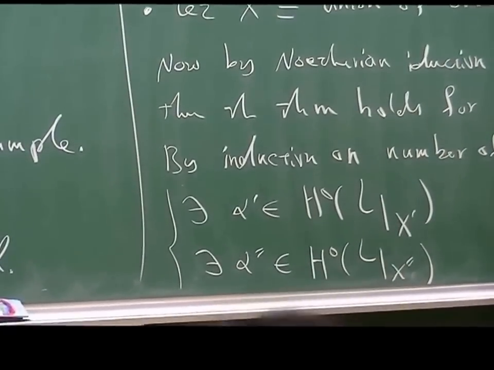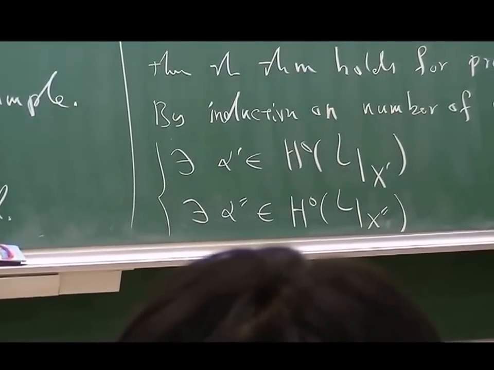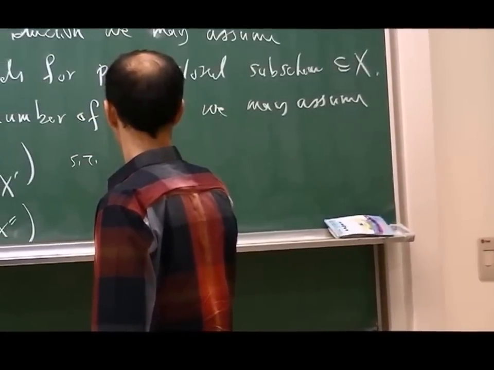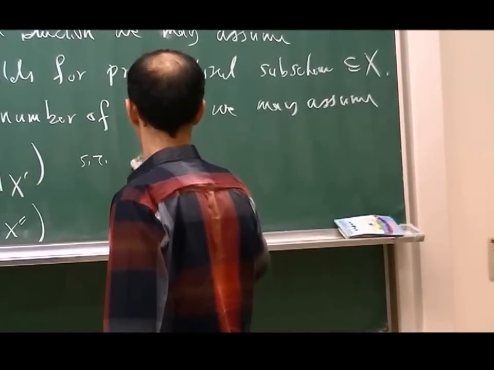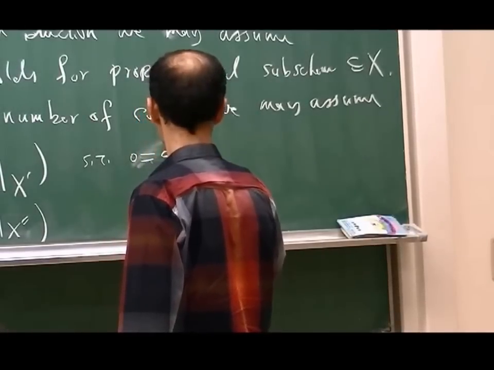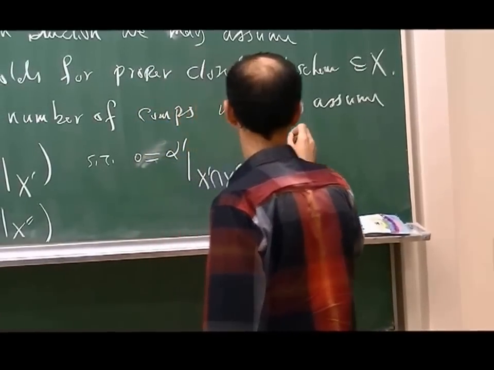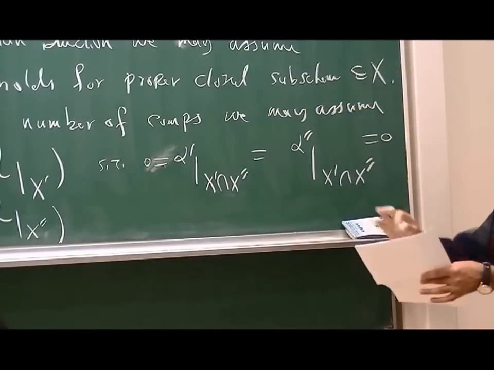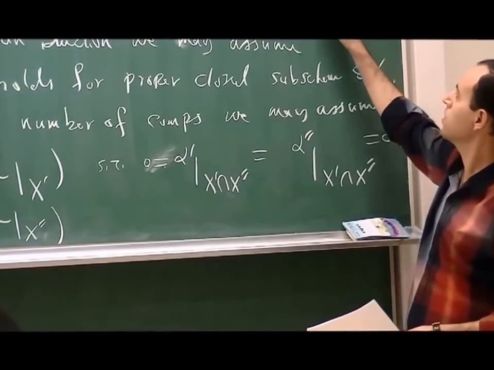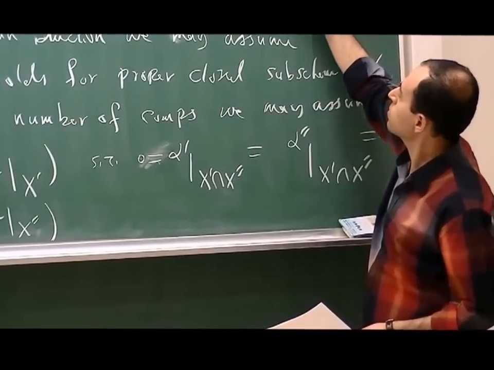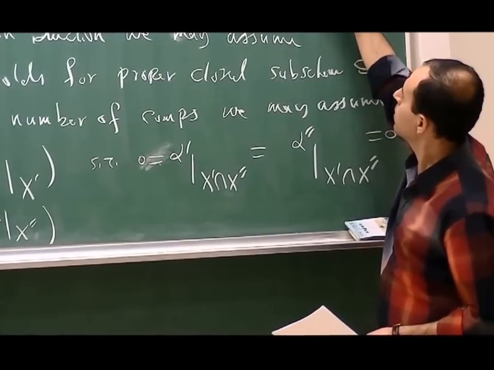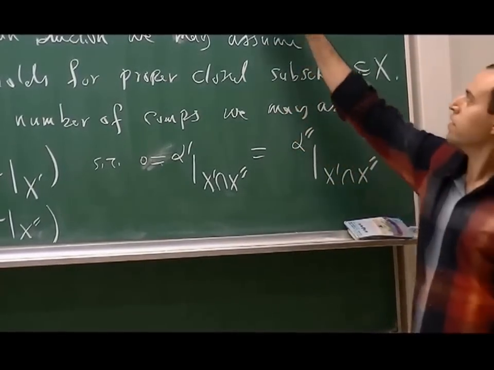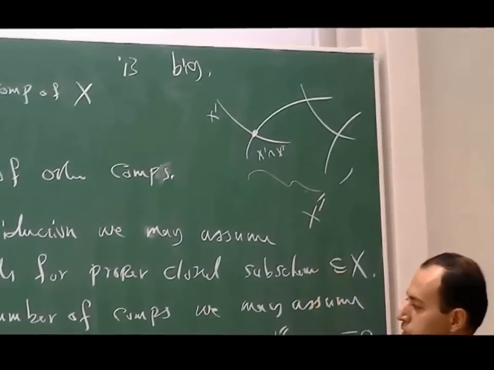So what do I need from these sections is the following: I want their restriction to the intersection of X prime and X double prime to be simply equal to zero. So I choose one section here, I choose another section on the rest, and in this picture the intersection is just X prime intersection X double prime. In this picture it is just a point, but a point in general would be quite complicated.